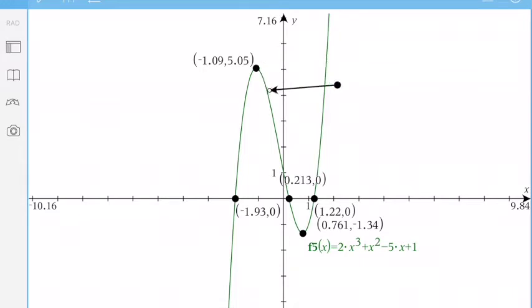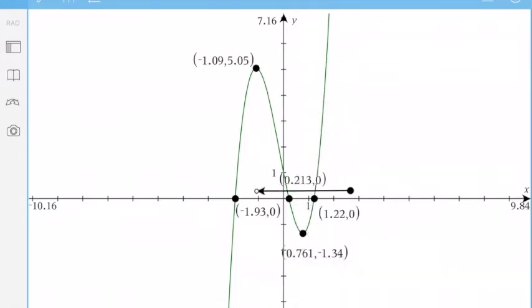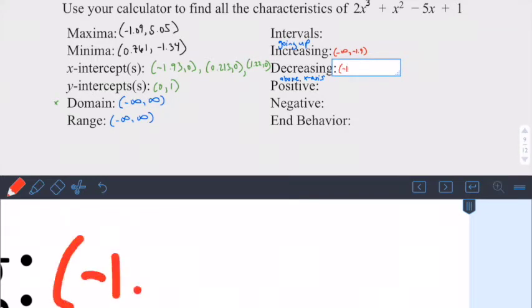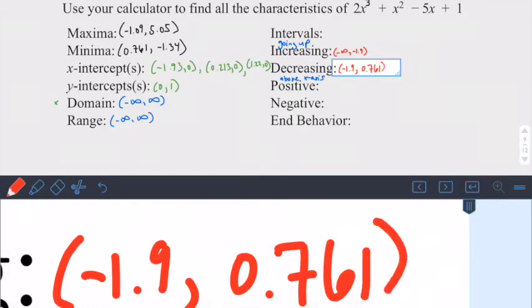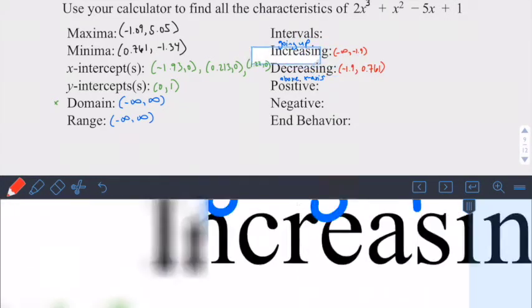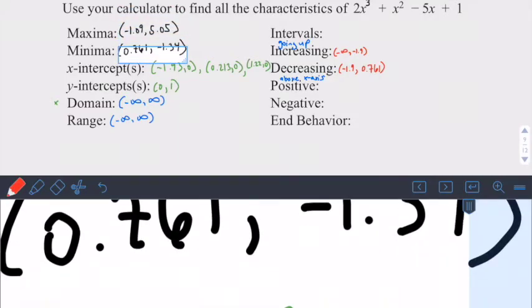And then it starts decreasing, going down until we get to this point. So it's decreasing from this negative 1.09 until that 0.761 right here on the x-axis. So decreasing. And notice, right, we're decreasing from our maximum to our minimum. That's why we're using these values.